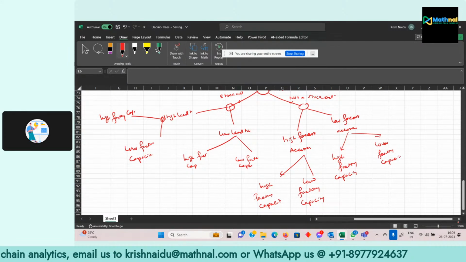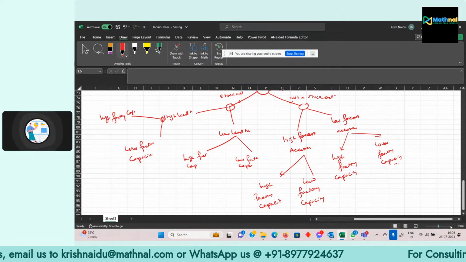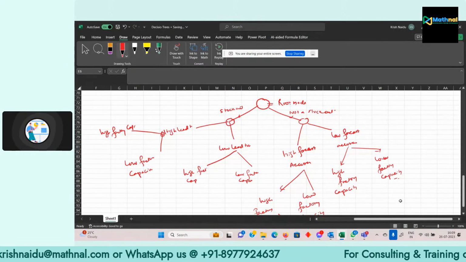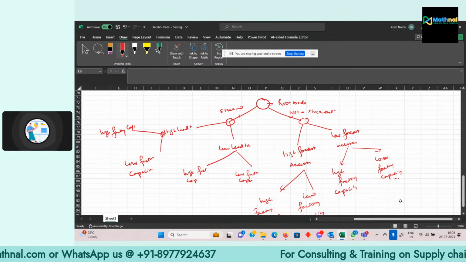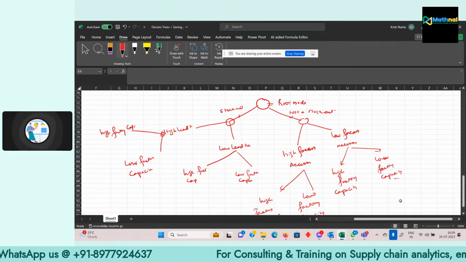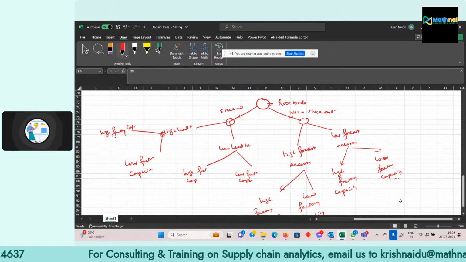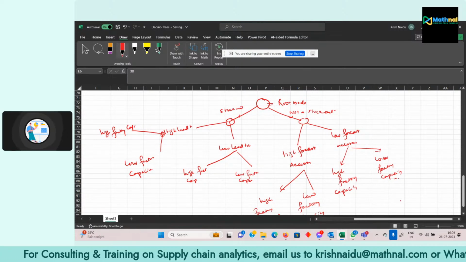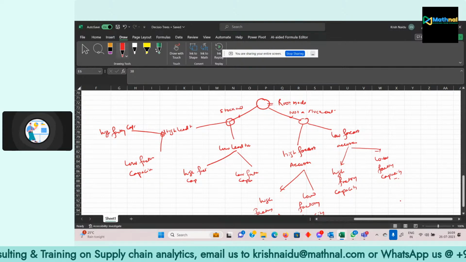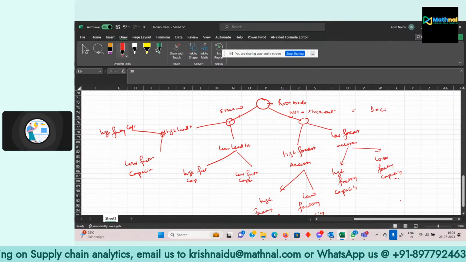So we're building a decision tree. This decision tree I'm building randomly, without using any statistical parameter. But when we build a decision tree, it has to be based upon a certain algorithm, a certain statistical parameter. So this is how we are going to make decisions. This is a decision tree without using a statistical parameter.